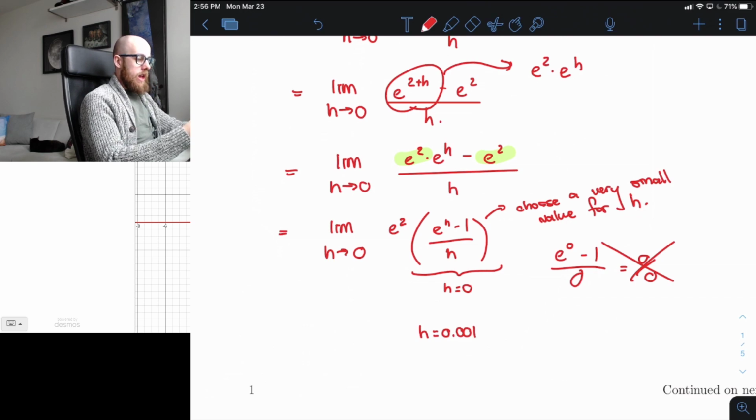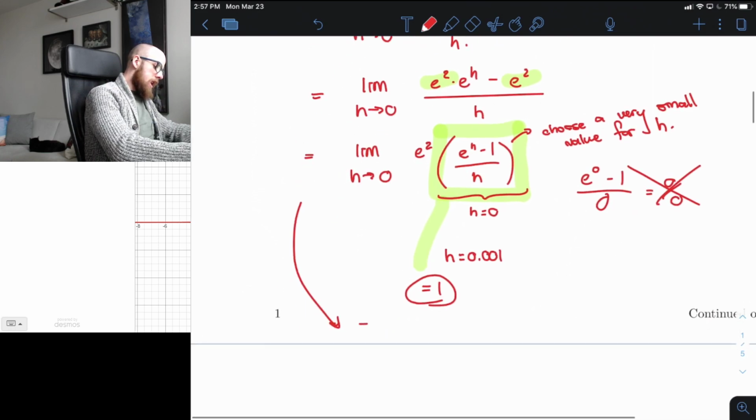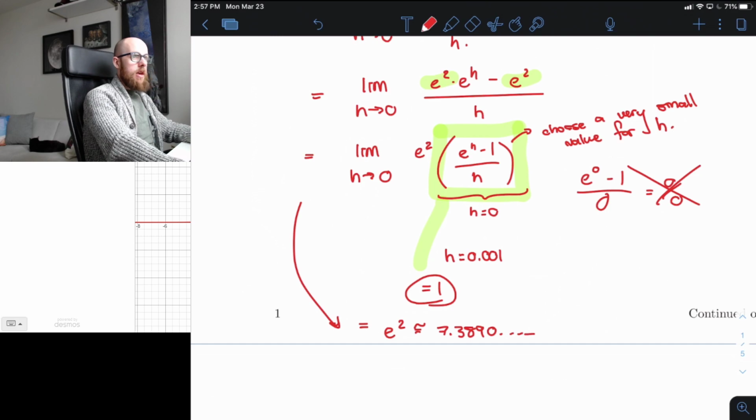What we'll find is that this entire quantity here, this bracket quantity, simplifies to 1, okay? Which means this entire limit, when we evaluate it at h equals 0, simplifies to e to the power of 2, and now e to the power of 2 is approximately 7.3890, blah, blah, blah, blah, okay?